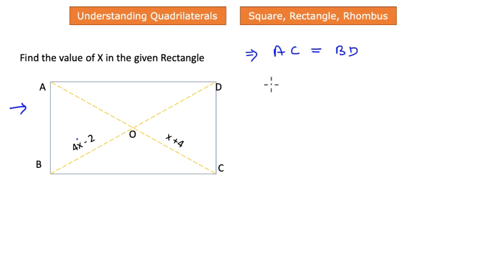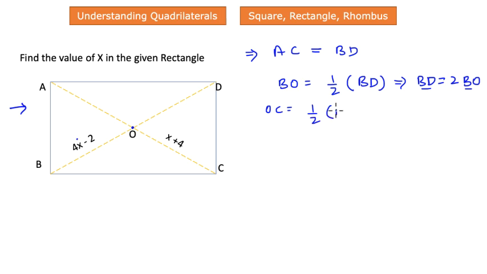And if that is the case, and we know that when two diagonals intersect in a rectangle, they cut each other at a midpoint, right? That means the line segment BO should be half of the line segment BD, or the diagonal BD, right? And that will imply that BD is equal to twice BO. Okay, these are the line segments. And likewise, you can say that the line segment OC should be exactly half of the diagonal AC, right?